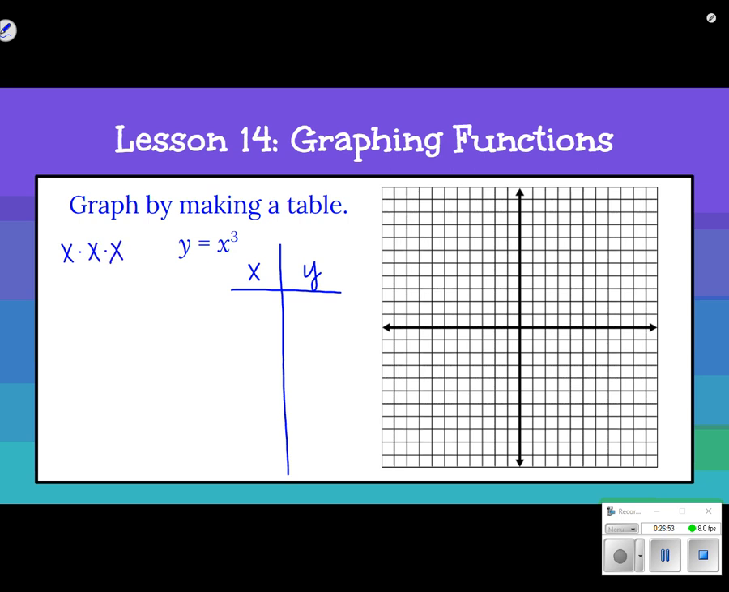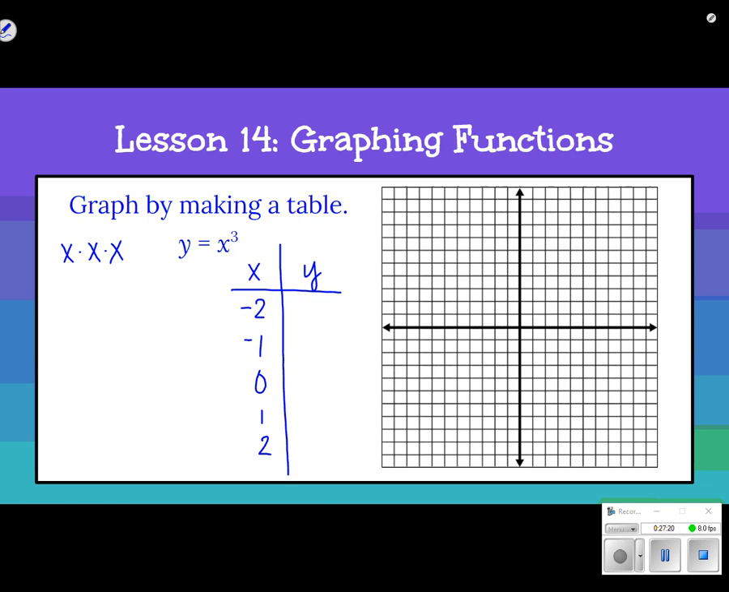And there is not a cubic button on your calculator, but you could use the caret and then the 3. And that would be a cube if you're putting it in the calculator. Or you could just do 2 times 2 times 2, 3 times. All right, I'm going to do negative 2, negative 1, 0, 1, and 2.